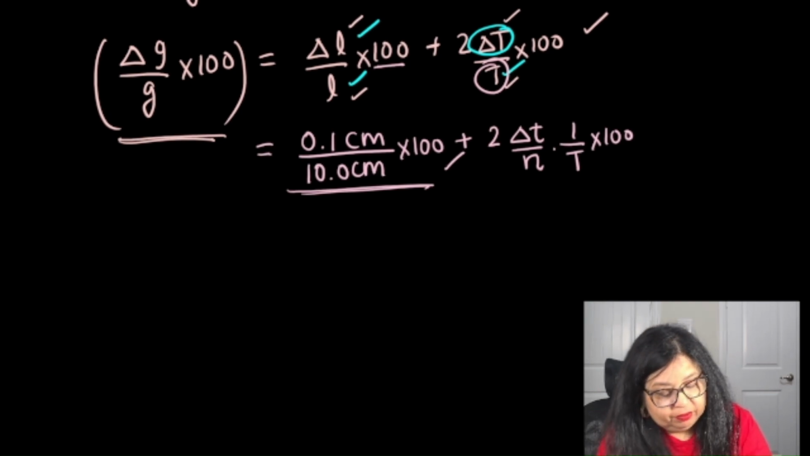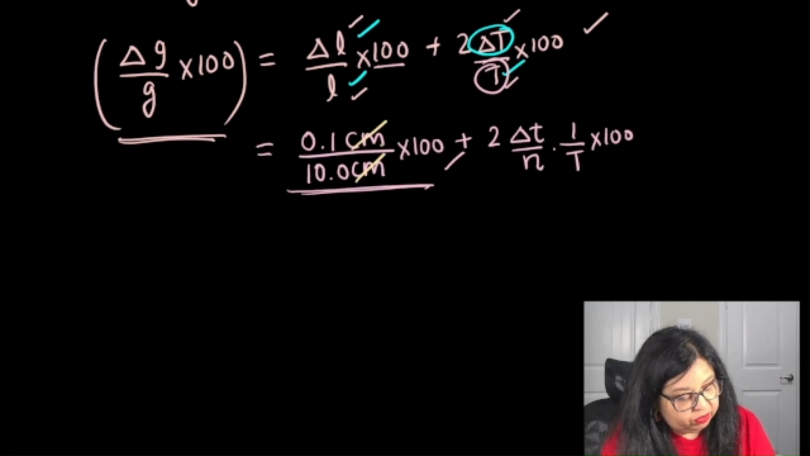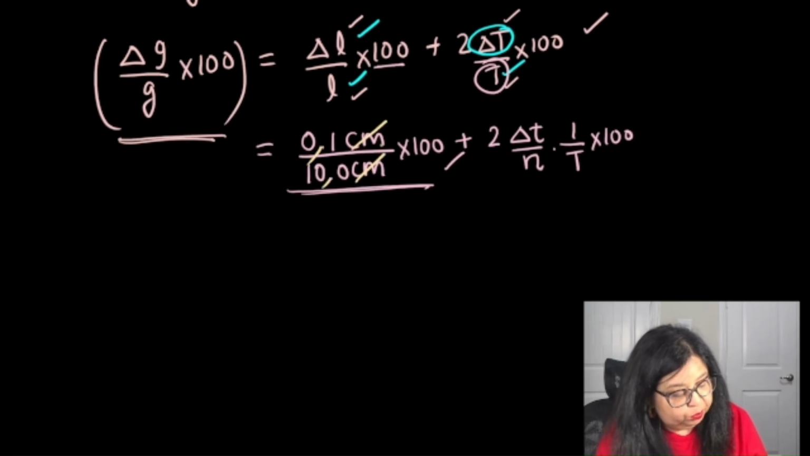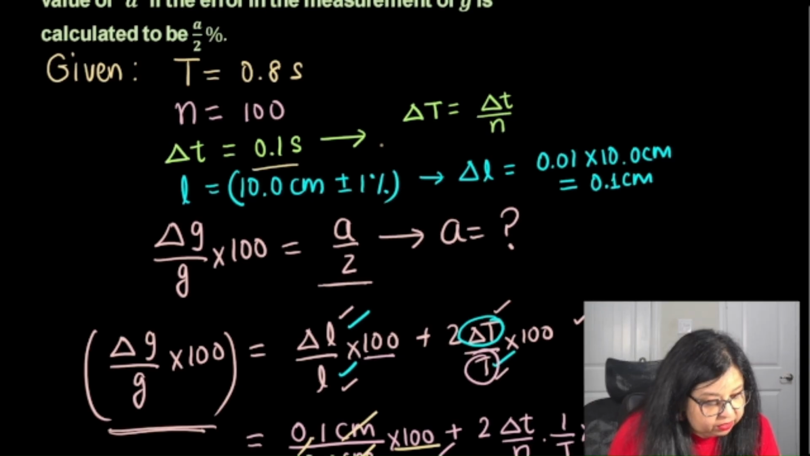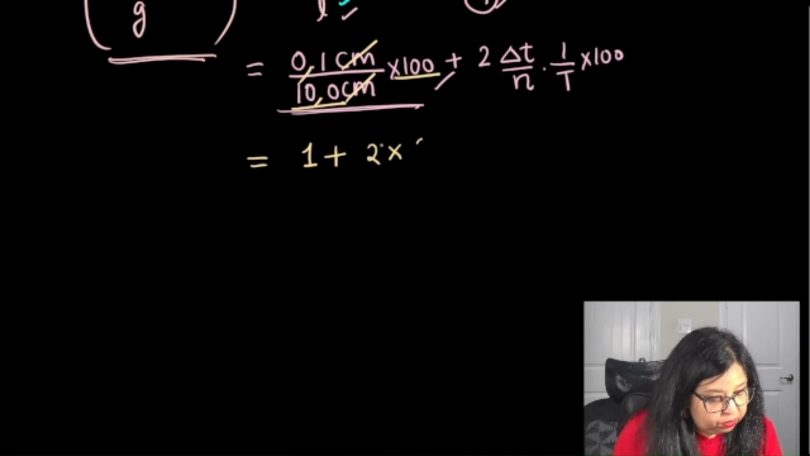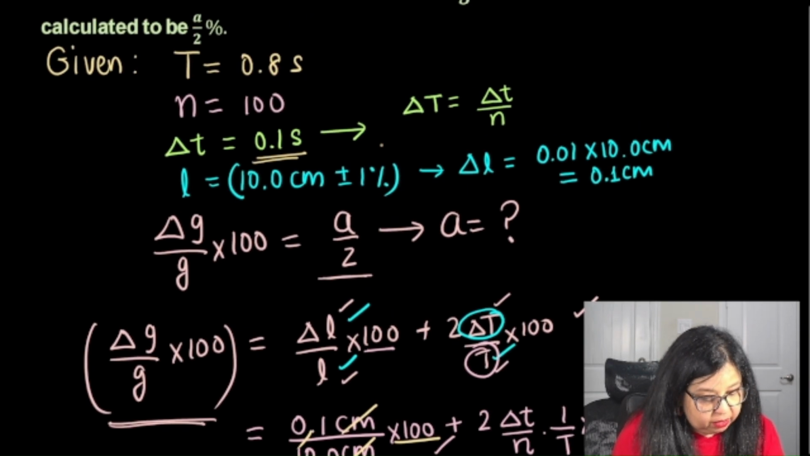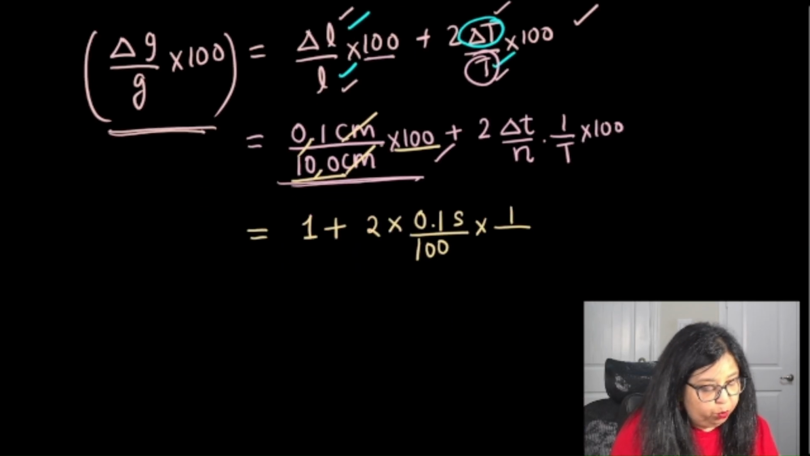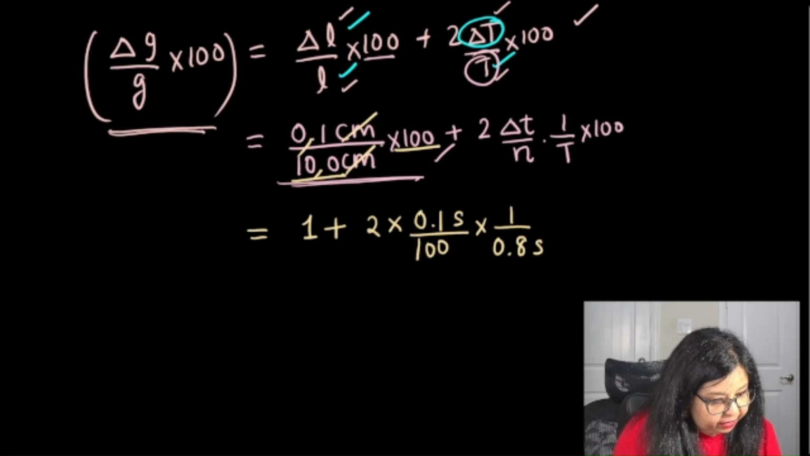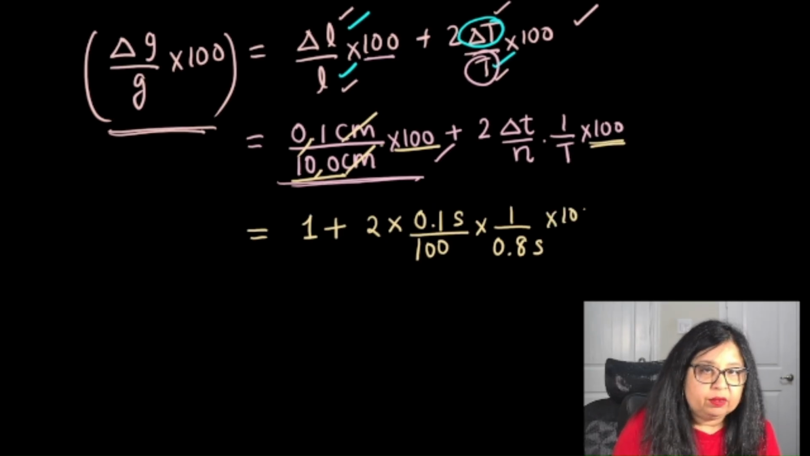So let's see. What happens now? Centimeter cancels out centimeter. Decimal cancels out decimal. What am I left with? 100 divided by 100 equals 1. Next, 2 times delta lowercase t. What is delta lowercase t? 0.1 seconds. Here, 2 times 0.1 seconds divided by n. What is the value of n? 100. Alright, here's our 100. Times 1 over t. What is the time period? 0.8 seconds. Times this 100 over here.